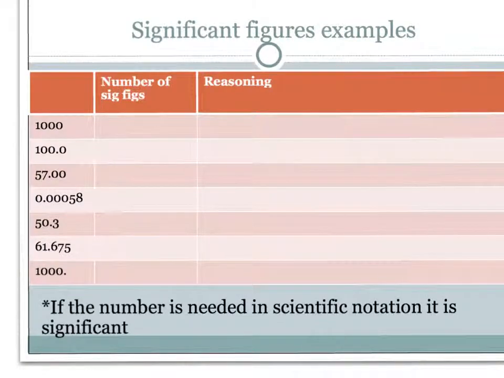Let's go through some examples of determining the number of significant figures. First, let's look at the number 1,000. In this example, there is only one significant figure. These 3 zeros come after the 1, and there's not a decimal, so they are not significant. So for our reasoning, we're going to write zeros are after and no decimal.